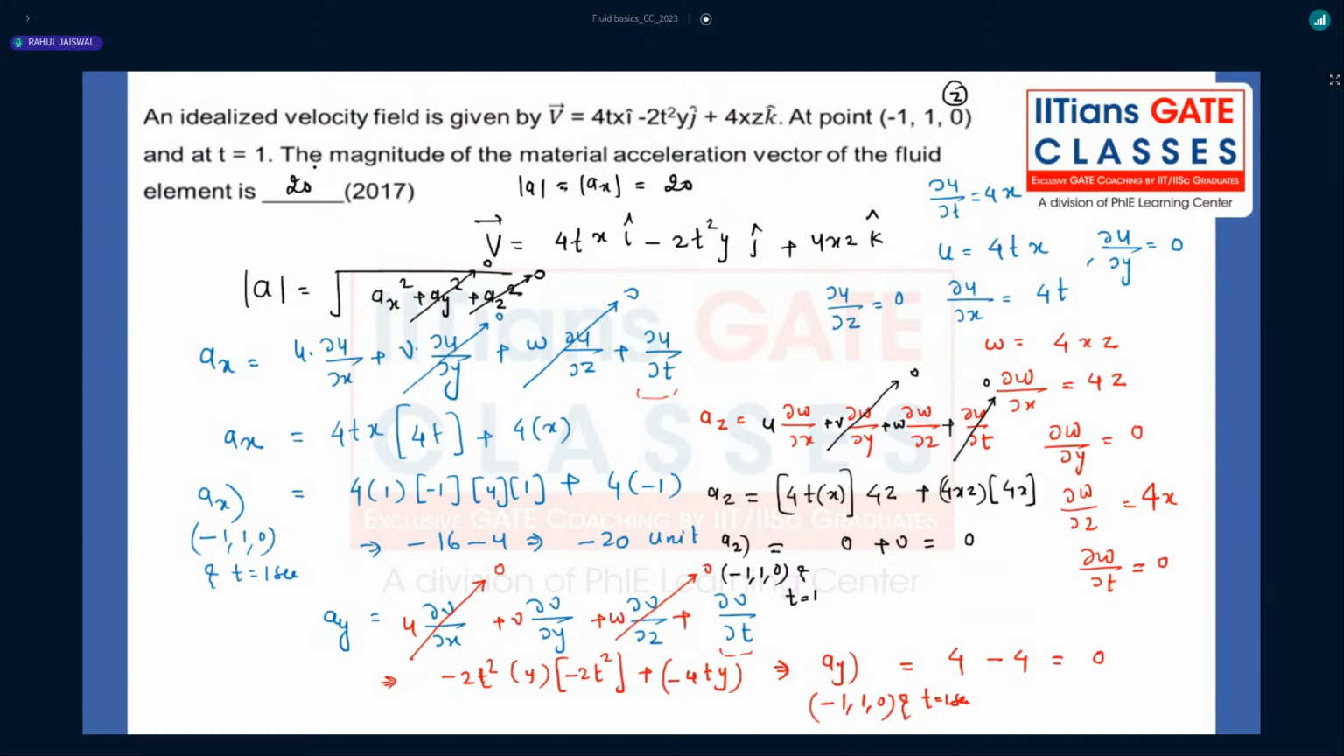Is that clear, all of you? Tell me, guys. Any difficulties in this numerical? Yes.